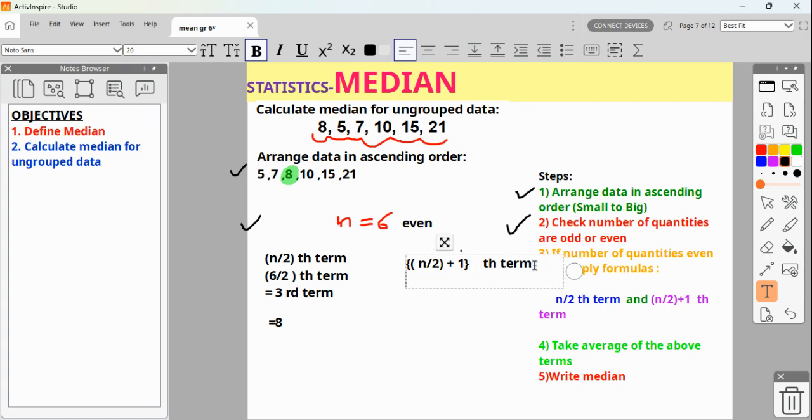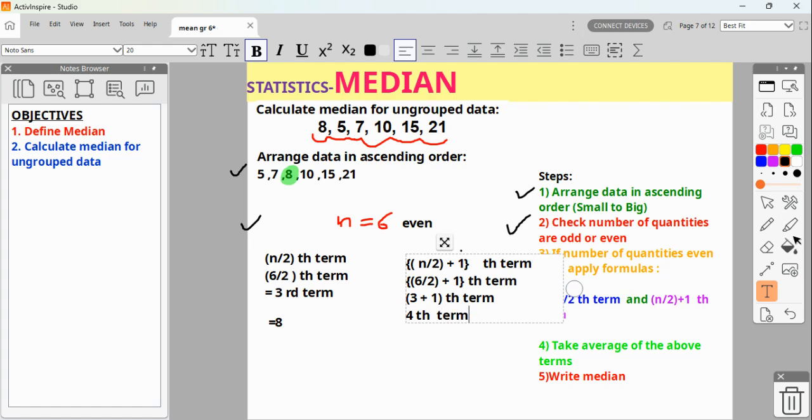So n by 2 means 6, because total quantities are 6. 6 divided by 2, then plus 1th term. So 6 divided by 2 is 3, and 3 plus 1 will be copied down as it is, the 3 plus 1th term. 3 plus 1 is 4th. So it means 4th term.